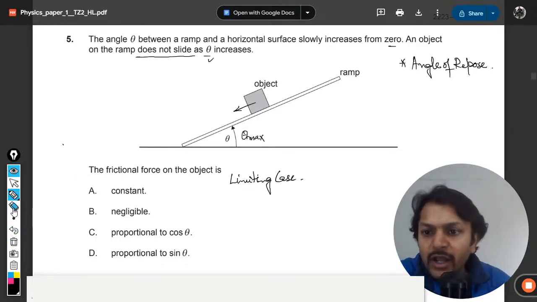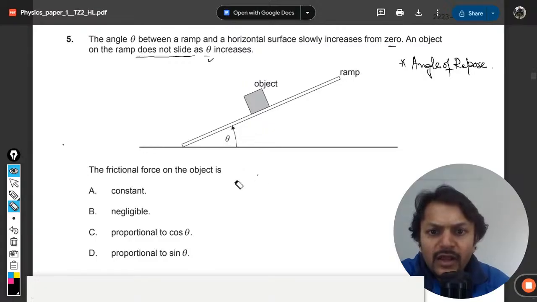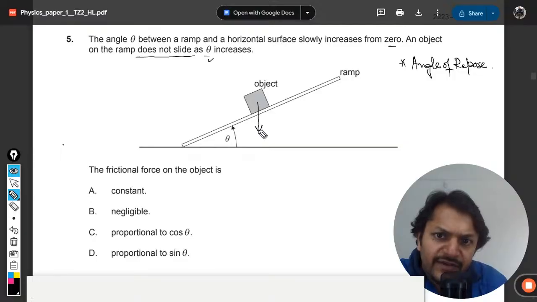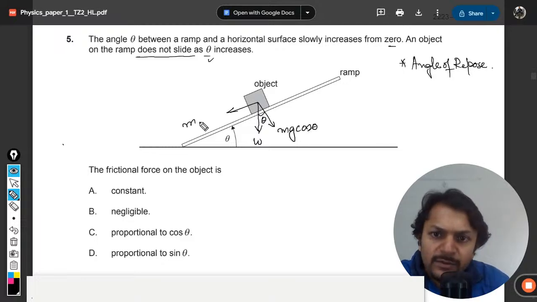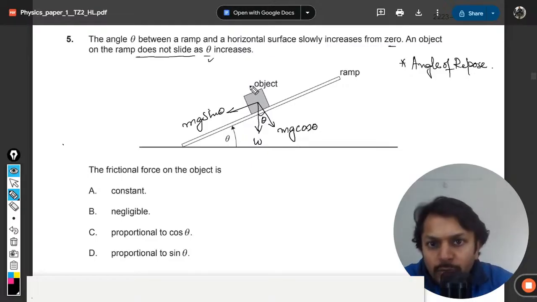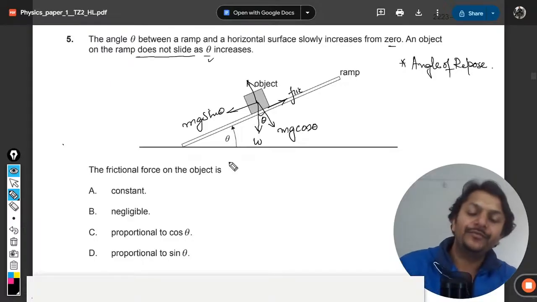Now we are going to understand this first of all. This is the weight, so two components will be created here. This theta will always be equal to this theta. So this will be mg cos theta, and this will be mg sin theta. Now the normal reaction will be equal to mg cos theta, and friction is in the backward direction.